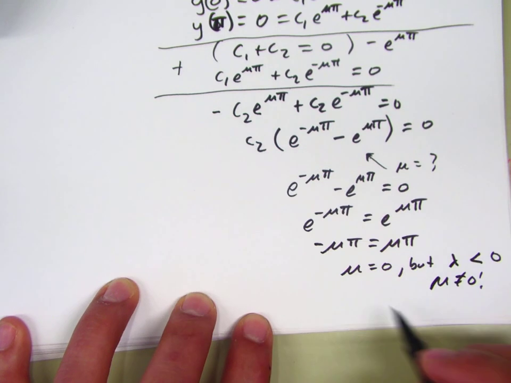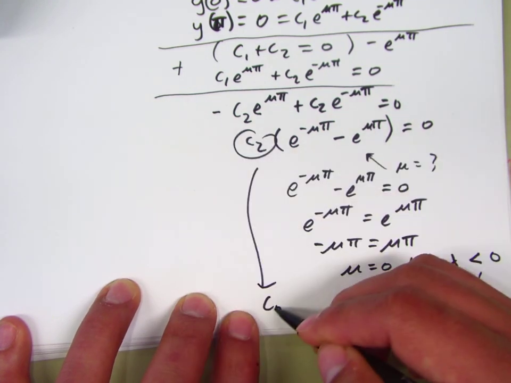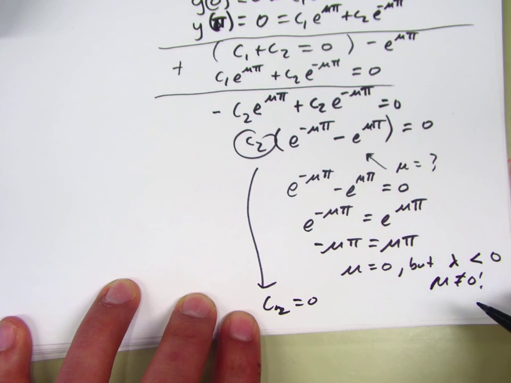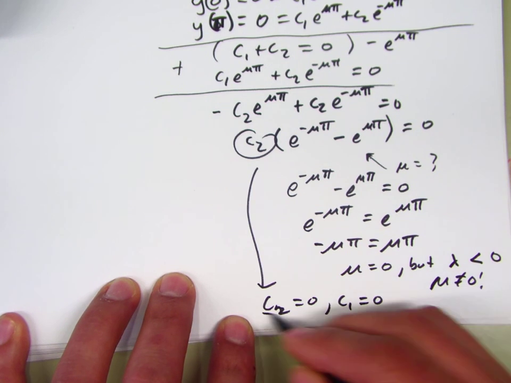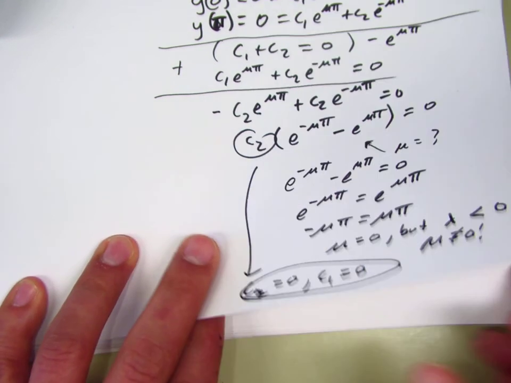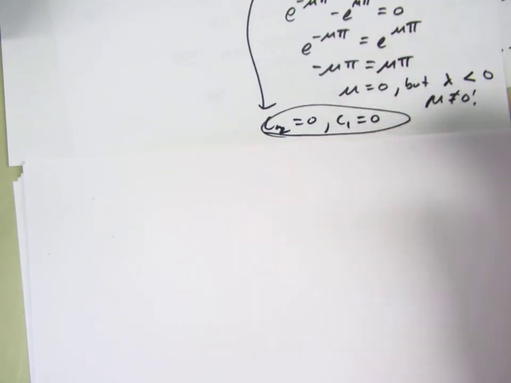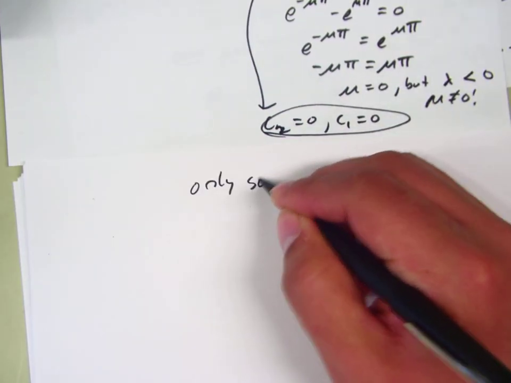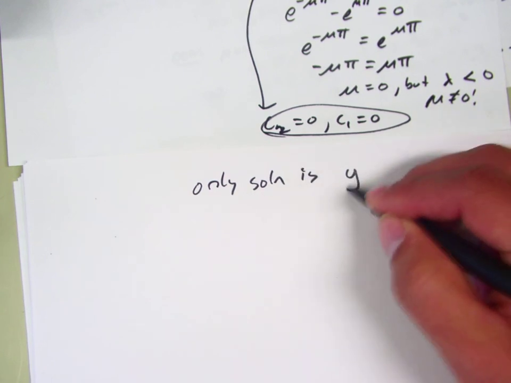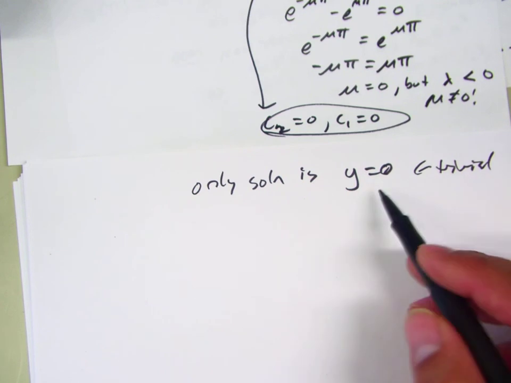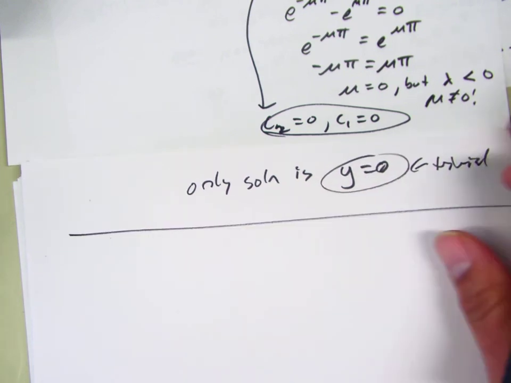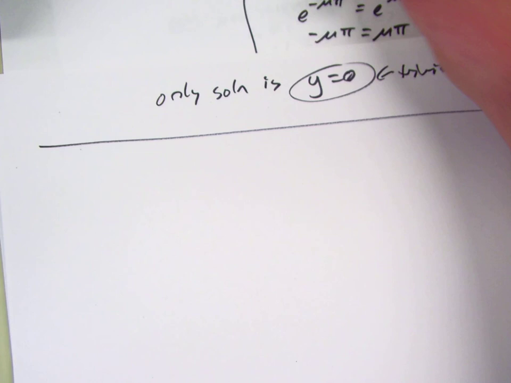That means that C2 has to be 0. Okay? And similarly, C1 has to be 0. So the only solution is y equals 0, which is trivial. Okay, so that's case 2. Case 3 is a lot quicker, I promise.